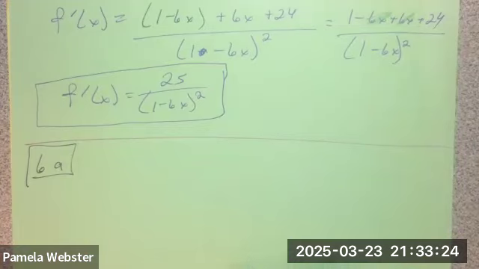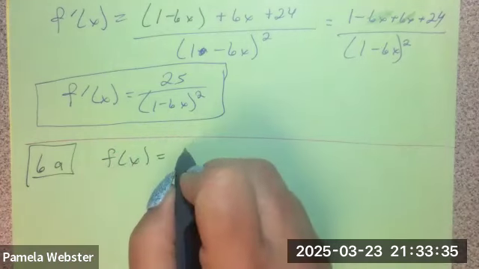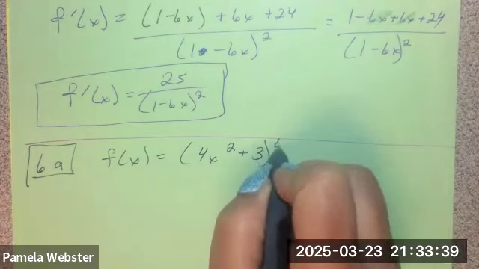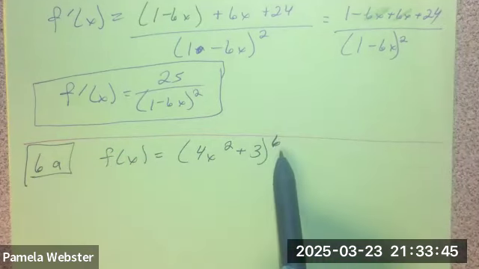Okay. Number 6 says find the derivative of the function, same as before. Show all the work in order to receive full credit. Simplify as much as possible. A says f of x equals 4x squared plus 3, all raised to the 6th power. It doesn't matter if this is the 6th power or if it's the 522nd power. This is going to work the same.